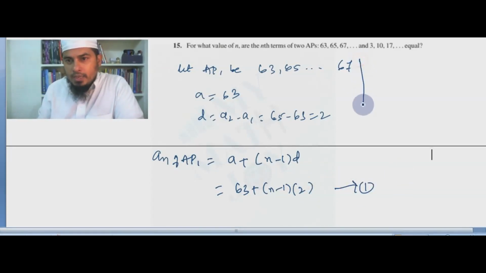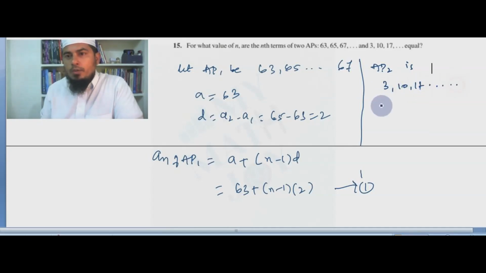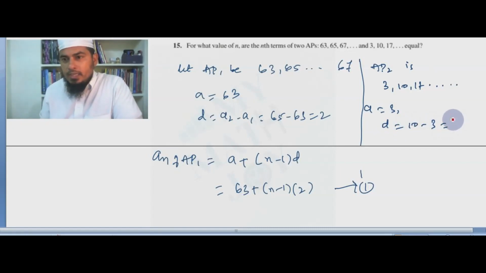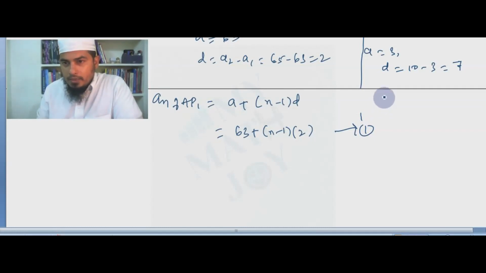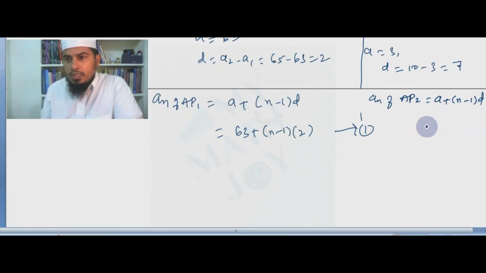AP2 is here. Let us proceed here itself. AP2 is 3, 10, 17, and so on. My A is 3, D is 10 minus 3, exactly equal to 7. And according to this, AN of AP2 will be A plus n minus 1 into D. A is 3, n minus 1, D is 7. This is my equation number 2.